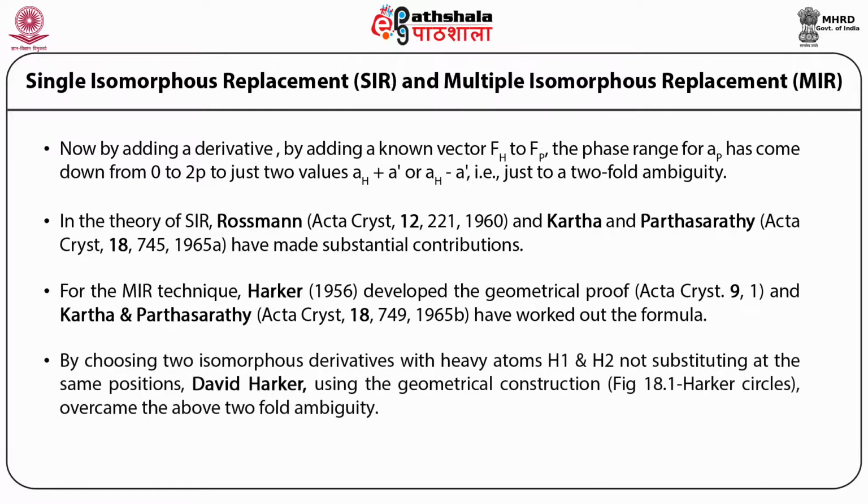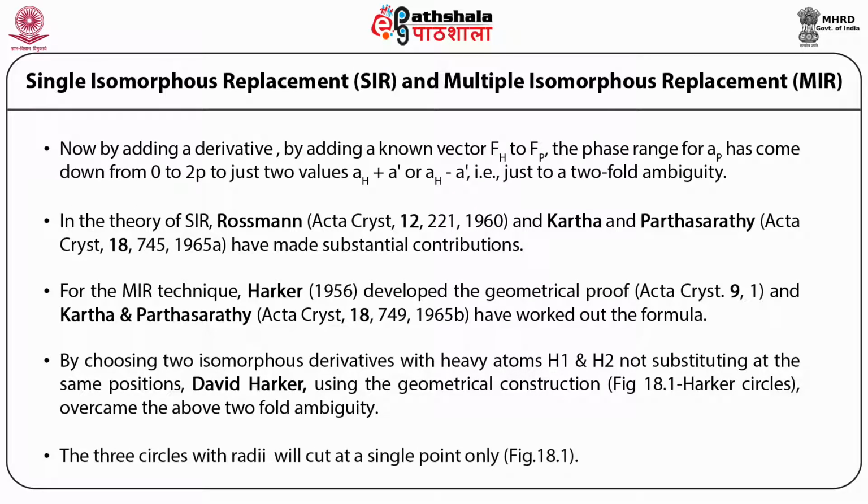By choosing two isomorphic derivatives, the heavy atoms H1 and H2, not substituting at the same positions, David Harker, using the geometrical construction known as Harker circles, shown in figure 18.1, overcame the above twofold ambiguity. The three circles with radii will cut at a single point only. So let us see in the next projection what we mean by these Harker circles.